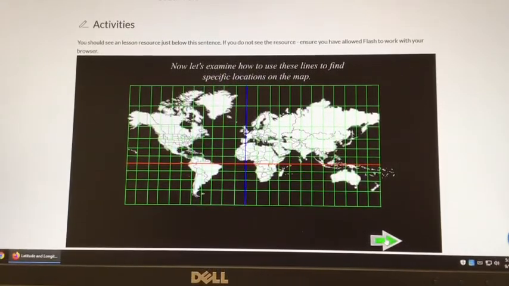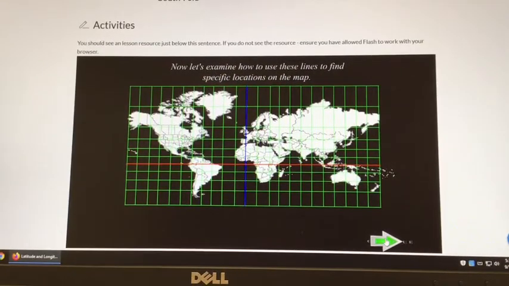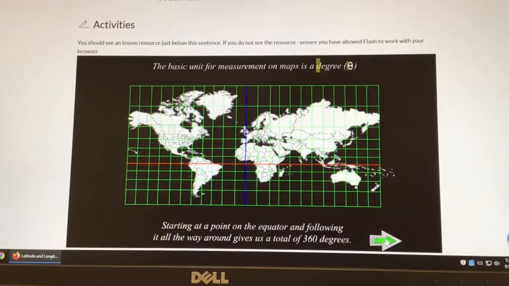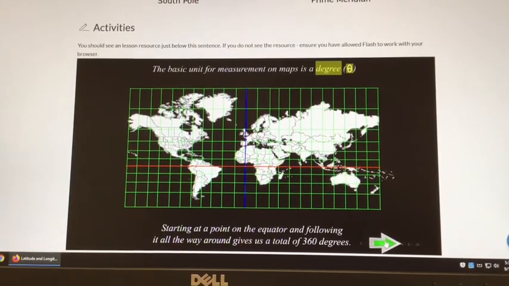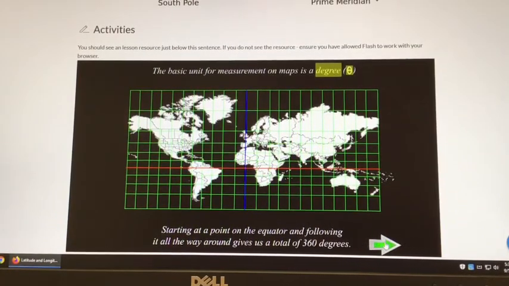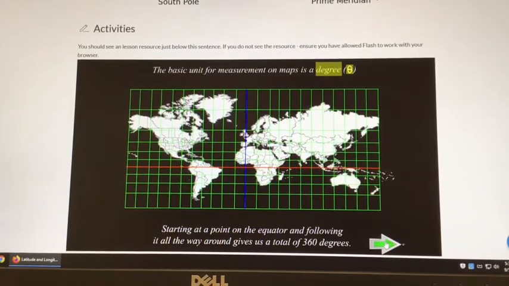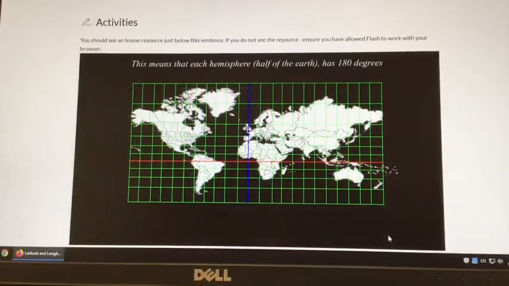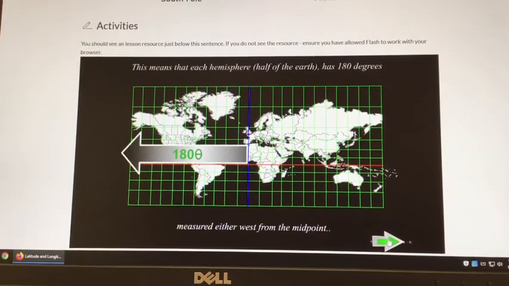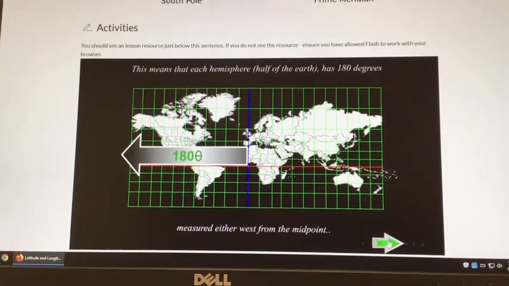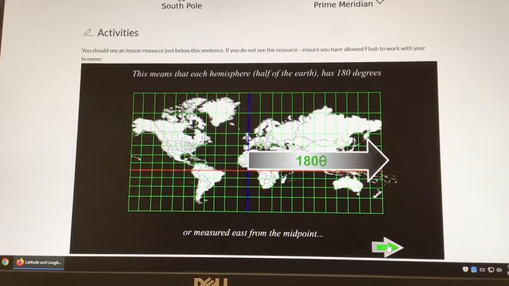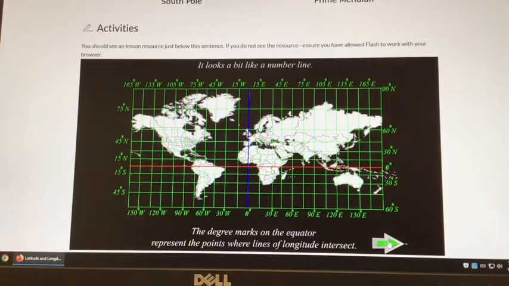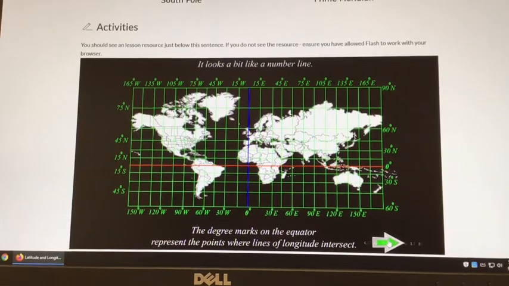Now let's examine how to use these lines to find specific locations on the map. The basic unit for measurement on a map is a degree. Starting at a point on the equator and following it all the way around gives us a total of 360 degrees. This means that each hemisphere, half of the Earth, has 180 degrees, measured either from the midpoint to the west or measured from the midpoint to the east. It looks a bit like a number line.